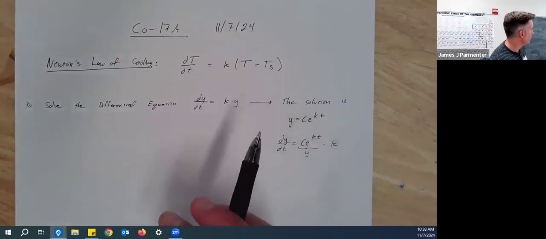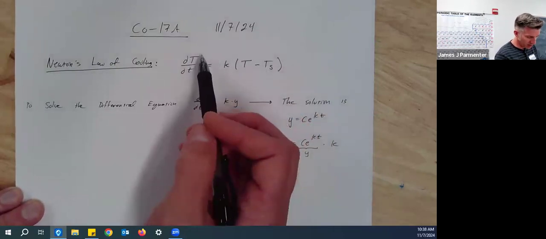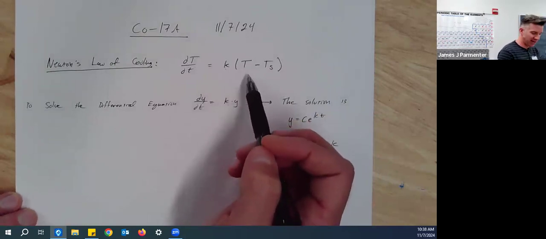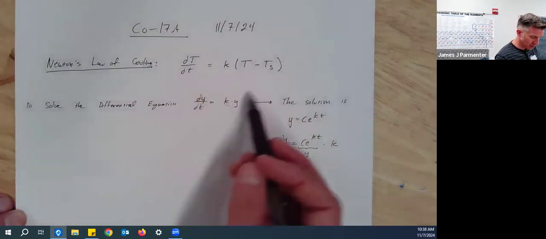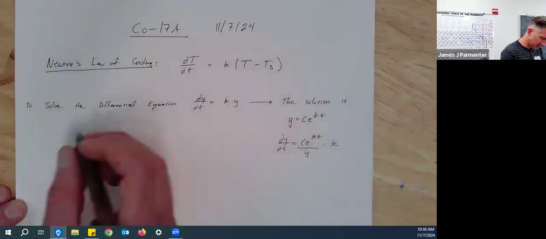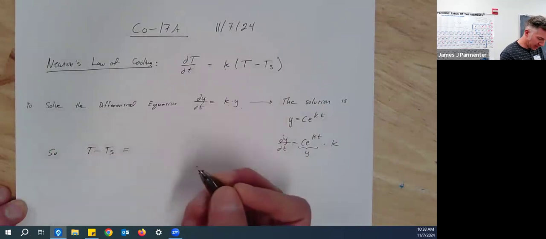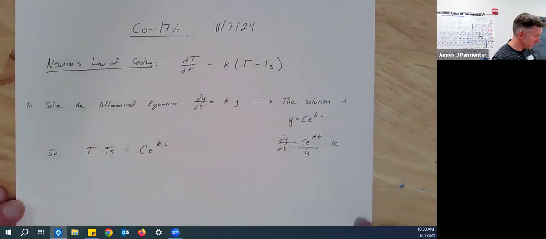That said, this is essentially the same sort of situation here. We're saying the derivative of a thing is a constant multiple of essentially that thing. Yeah, you've got this other temperature over here, but it's not that big a deal. So what this ends up leaving us with is that this temperature minus the surrounding temperature equals some c e to the kt, for exactly the same sort of reason.